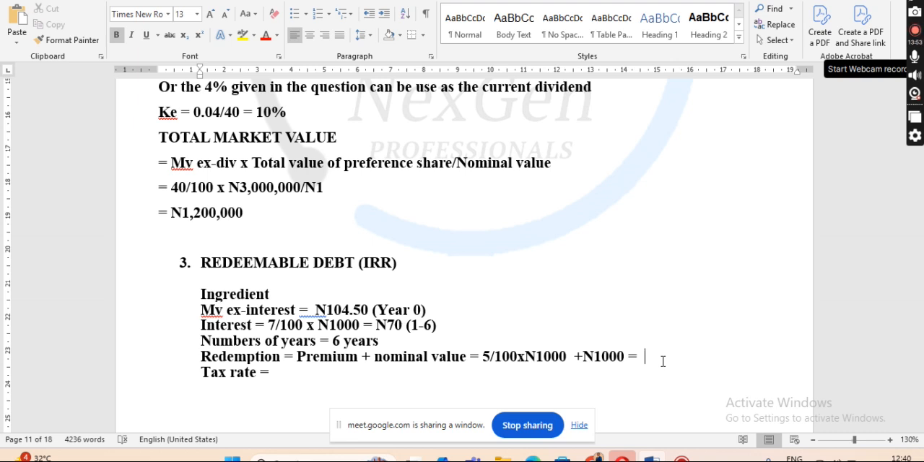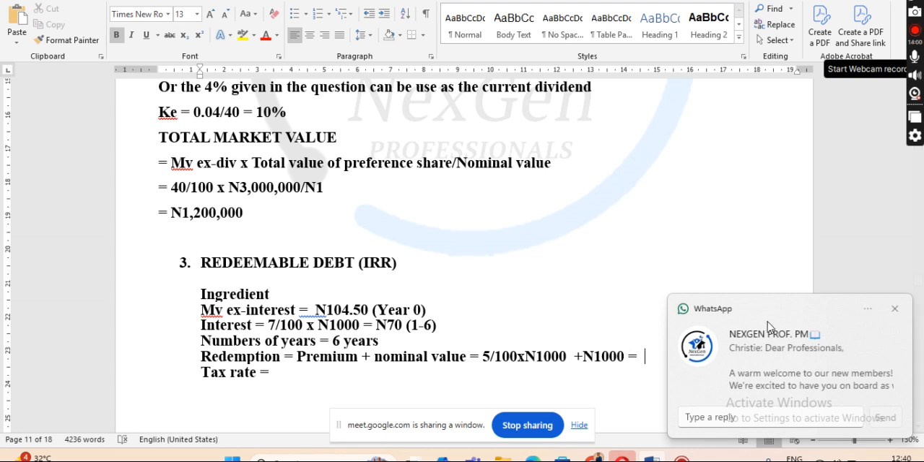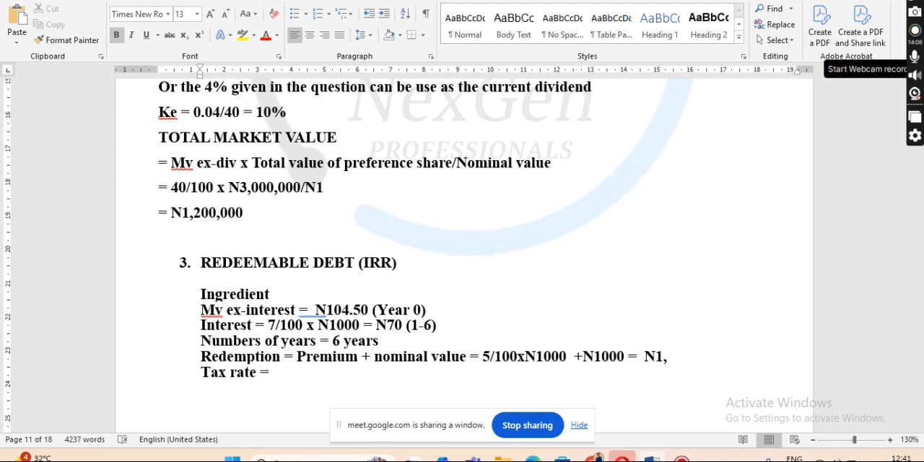Premium means you are adding it, right? You are adding it. So when you divide this, you have 50 naira, right? Now, 1,000 plus 50 naira, that is 1,050. Is that not so, class? Am I correct? Yes, sir. Okay, 1,050, right? That is the redemption, right?